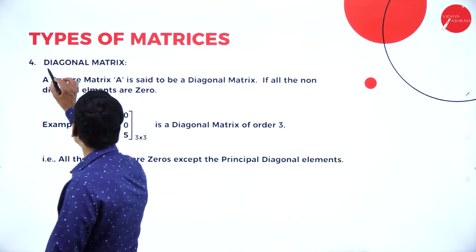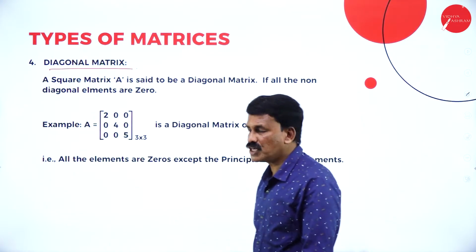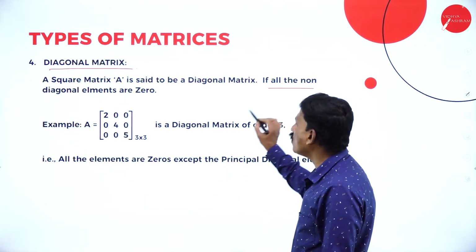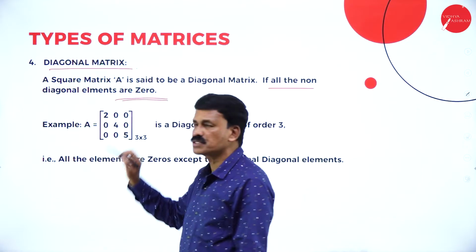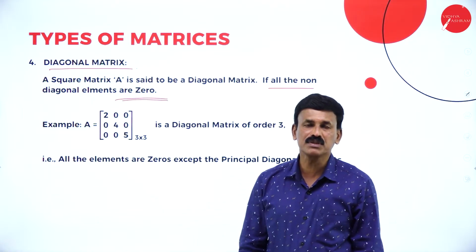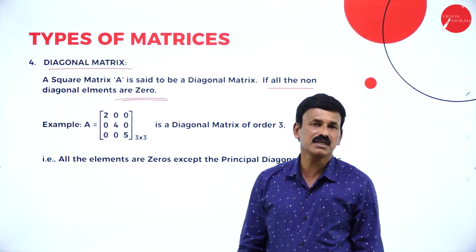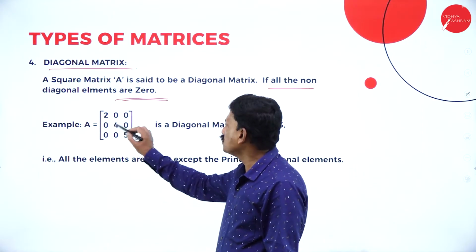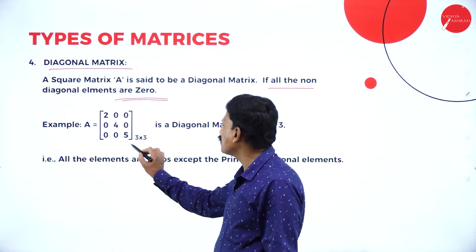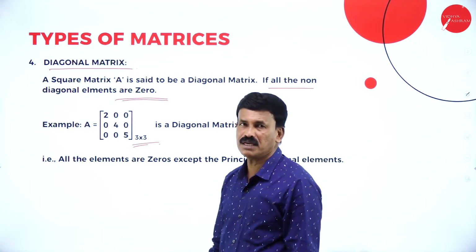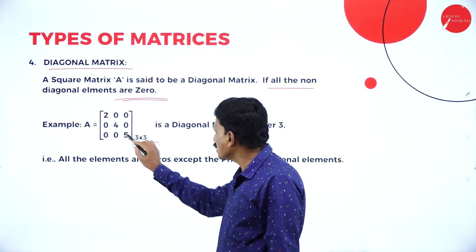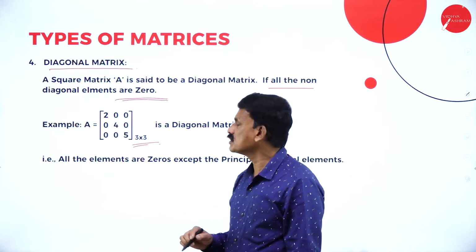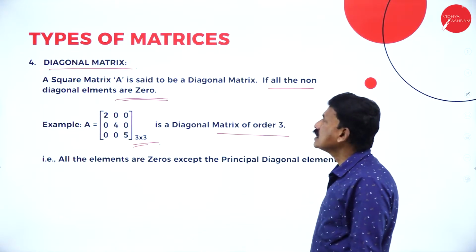What is a diagonal matrix? It's a square matrix first of all. A square matrix A is said to be a diagonal matrix if all non-diagonal elements are zeros. All the elements are zeros except the principal diagonal elements. All non-diagonal elements are 0. So 2, 0, 0, 0, 4, 0, 0, 0, 5 is an example of a diagonal matrix. Here all the elements are 0 except the principal diagonal elements. All non-diagonal elements are zeros. Then it is called a diagonal matrix.